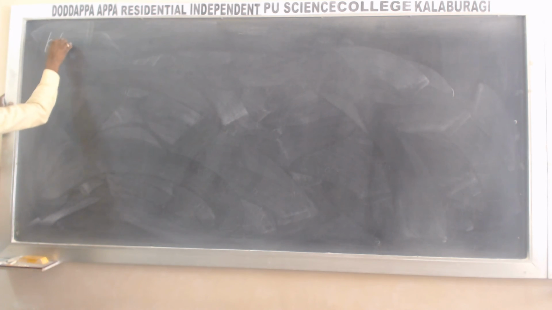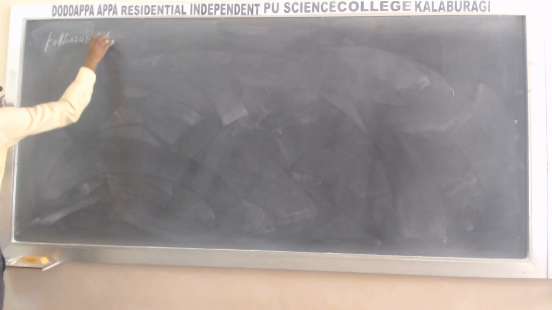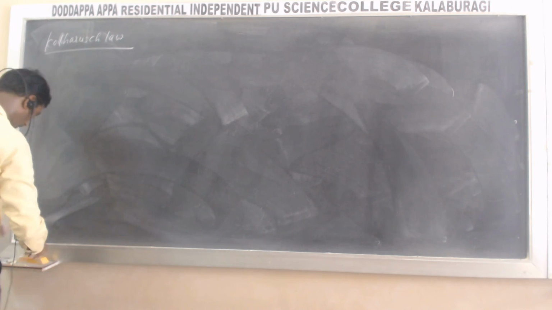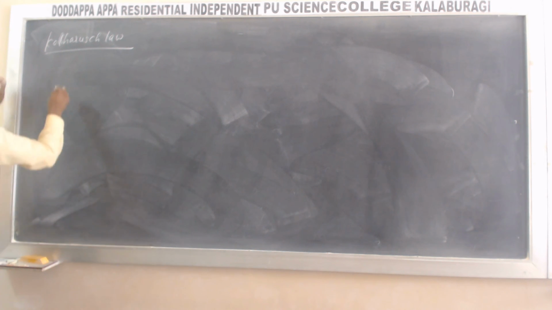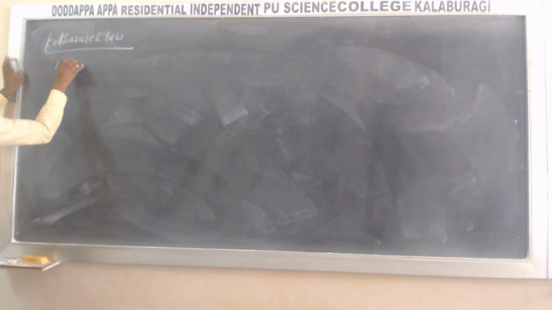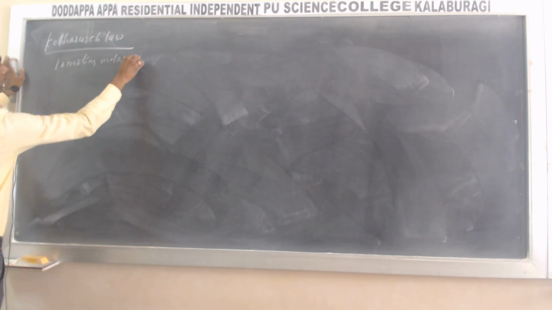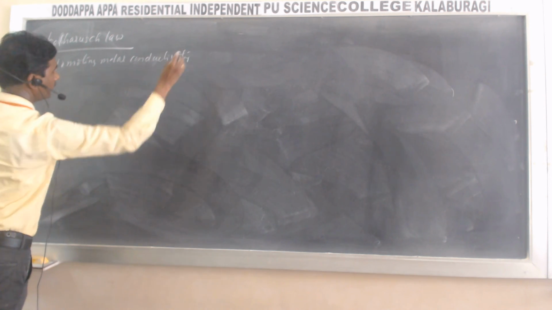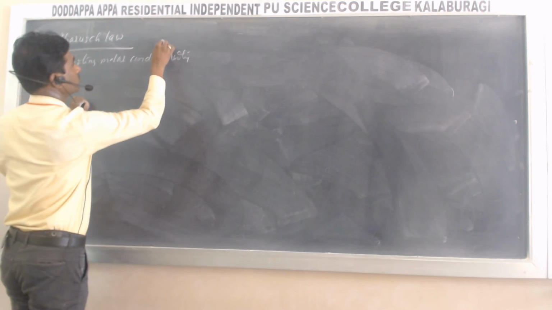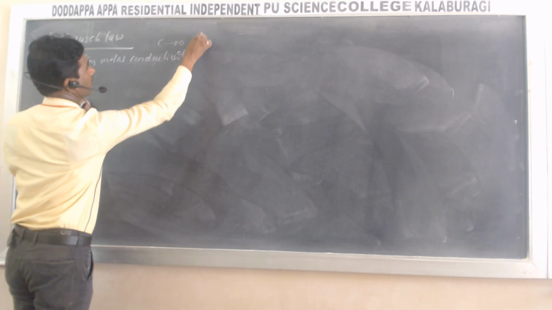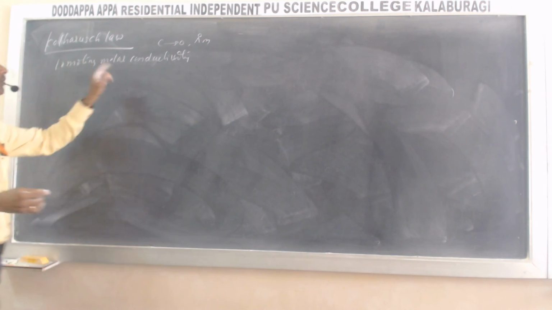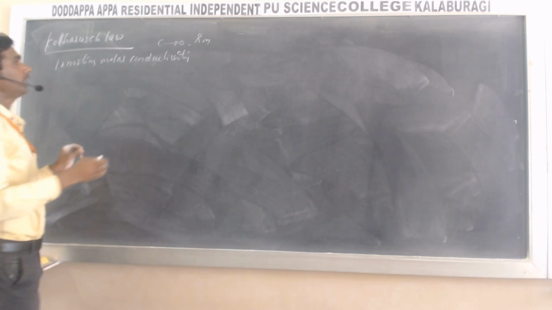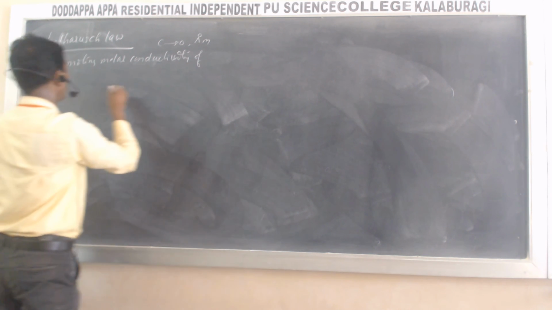Kohlrausch's law. What is this Kohlrausch's law? You know the limiting molar conductivity. What is the meaning of limiting molar conductivity? When the concentration tends to 0, lambda naught M is called the limiting molar conductivity of an electrolyte.